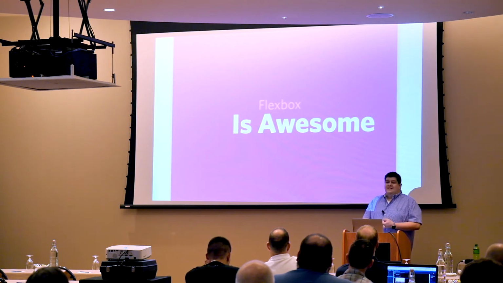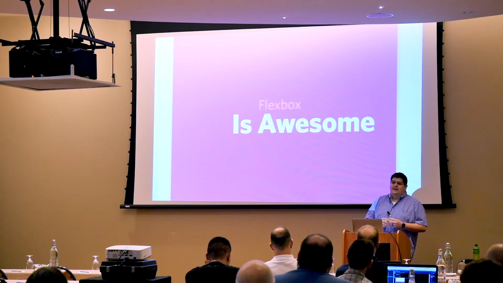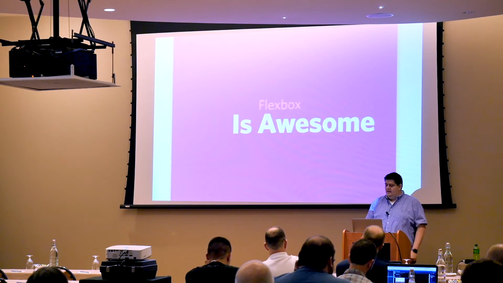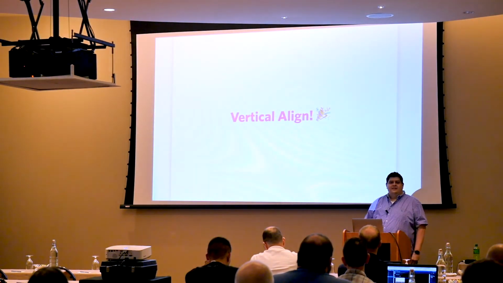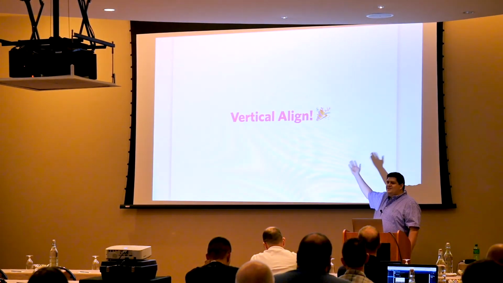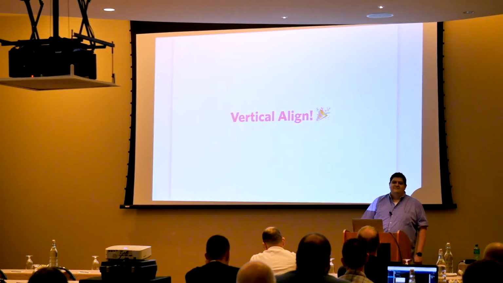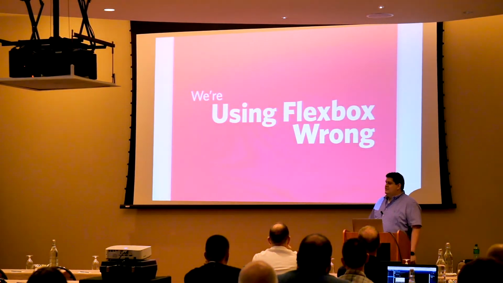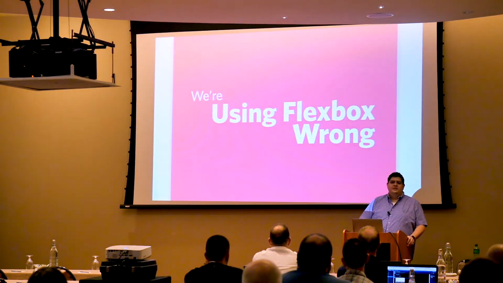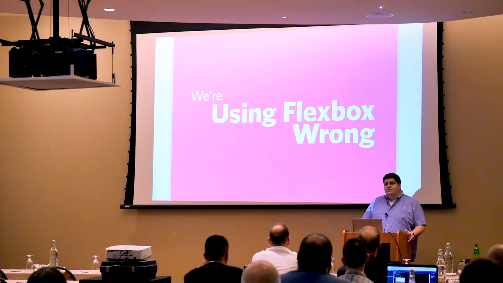Also, properties like align items or justify content have given us greater control over how things are aligned. And I mean, huge shout out to vertical align, right? This was so difficult to do before, and now we have that. But here's the kicker, we've also been using Flexbox wrong. We've kind of hacked it together to do complex layouts, and it really wasn't built for that.